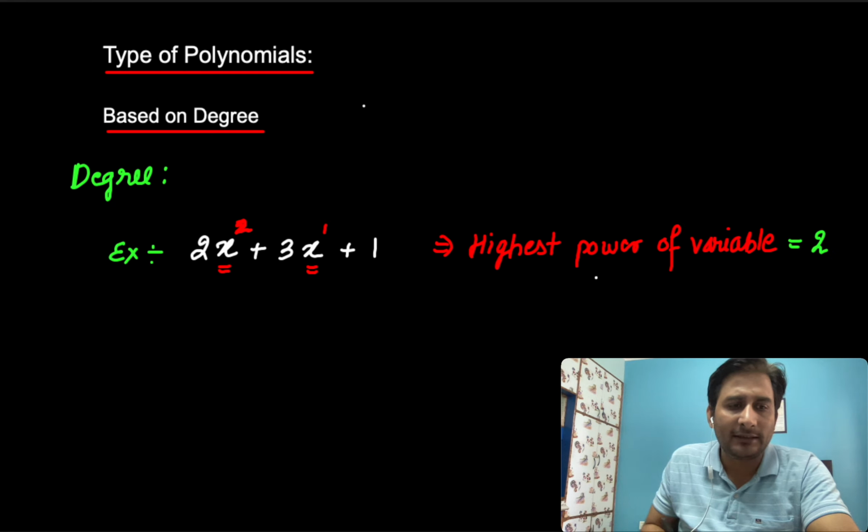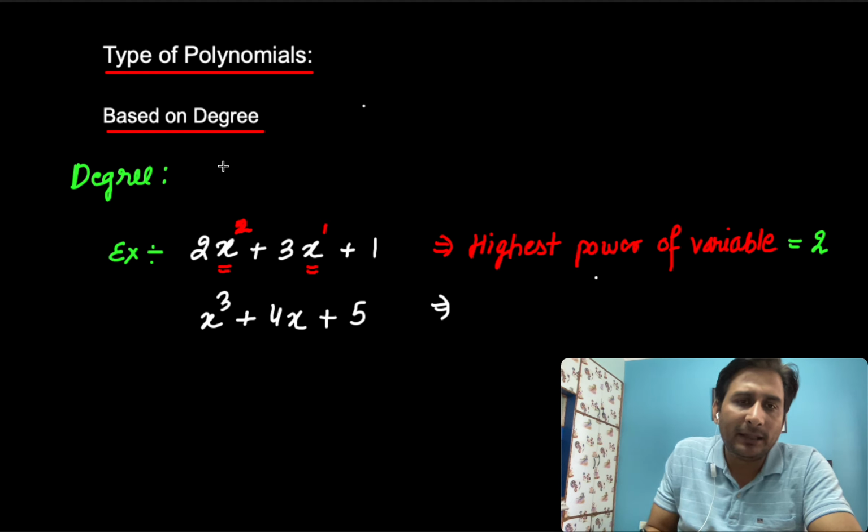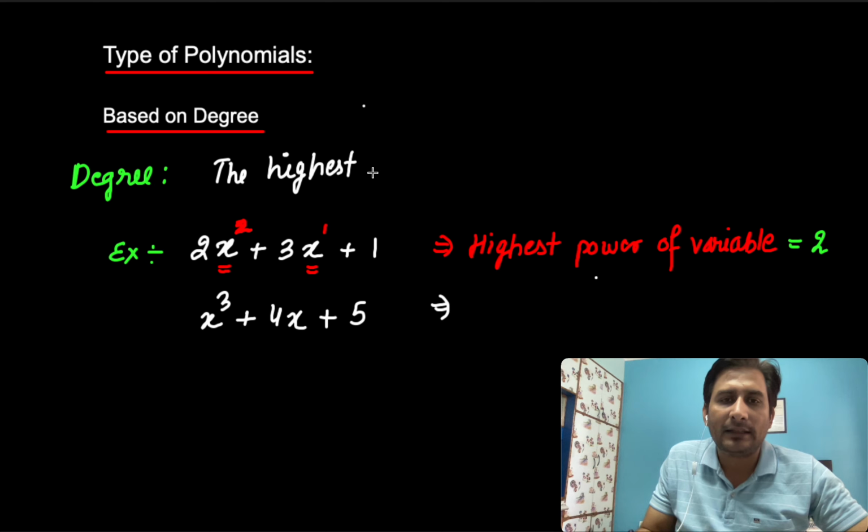Let me write another example for you here. Suppose it is x power 3 plus 4x plus 5. So what is the highest power in this case? Sir, 3. Yes, its highest power is 3. Okay, so let me give you the definition for the degree. Degree is the highest power of the variable in a mathematical expression.